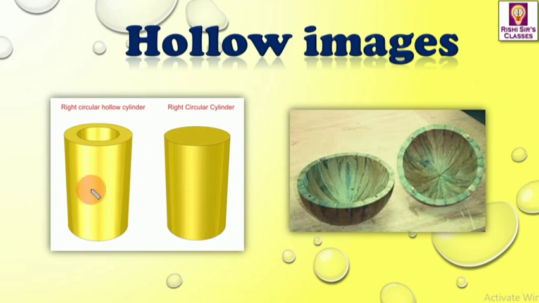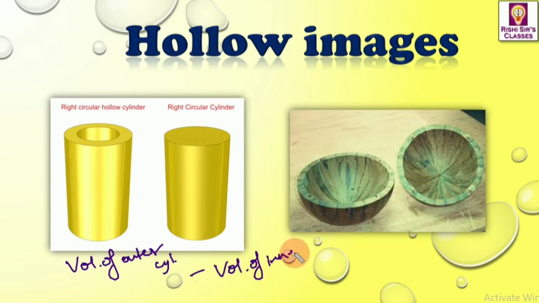For example, we need to find out the volume of the steel or the volume of the metal used to make this hollow cylinder. That will be volume of outer cylinder minus volume of inner cylinder. So no need to learn it again and again. No need to learn various formulas.